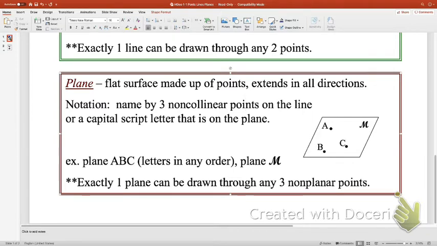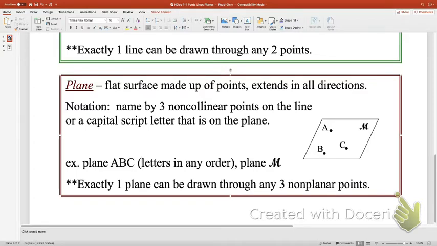So here's my capital script letter. Do you see that? The M. So I could call this plane M, or I could call it plane ABC. Doesn't matter the order because there's points A, B, and C on that. Does that kind of make sense? How you name it? Exactly one plane can be drawn through any 3 non-collinear points. Non-planar? I think non-collinear.